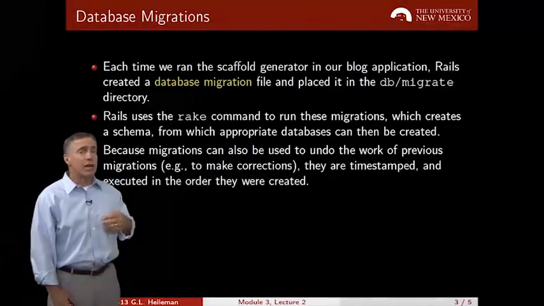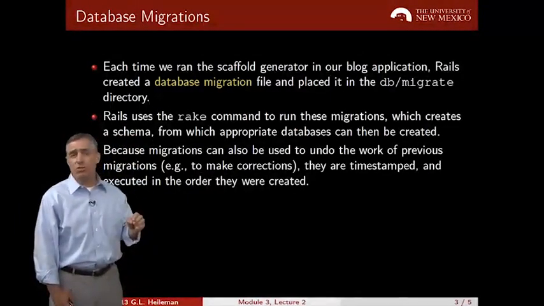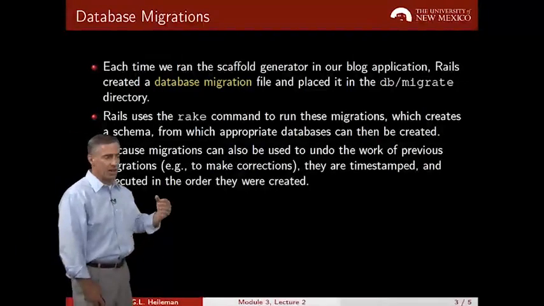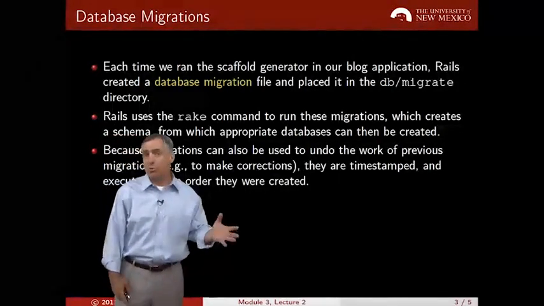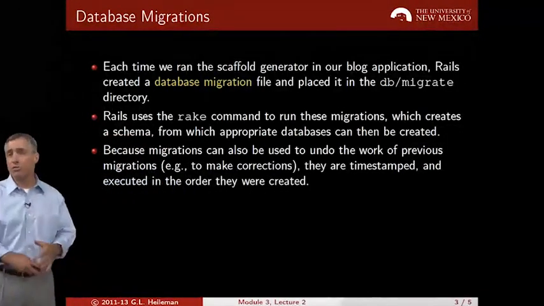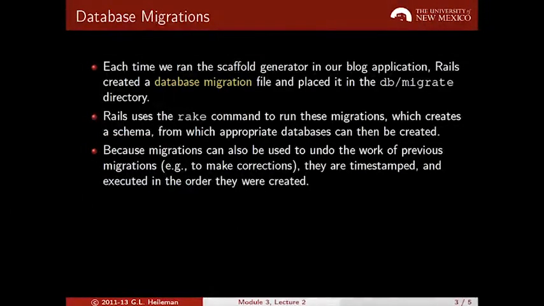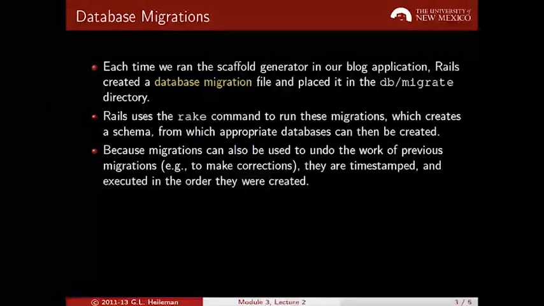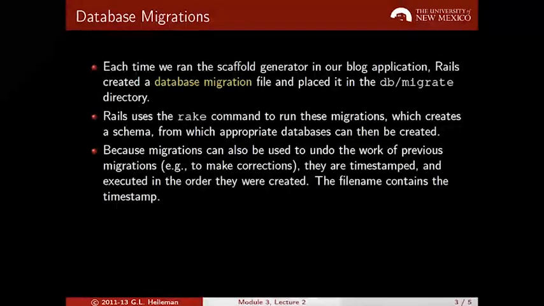Now, because migrations, we'll see later, can also be used to undo things, if you made a mistake or there's a particular attribute you'd like to remove from the database, you can write a migration to remove those. So the migrations have to run in the order that they were created. In order to do that, there's a timestamp that's associated with each of these migrations.